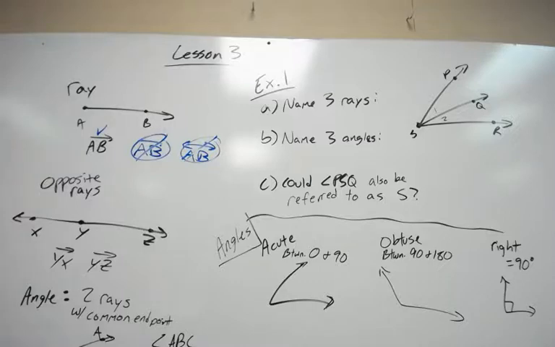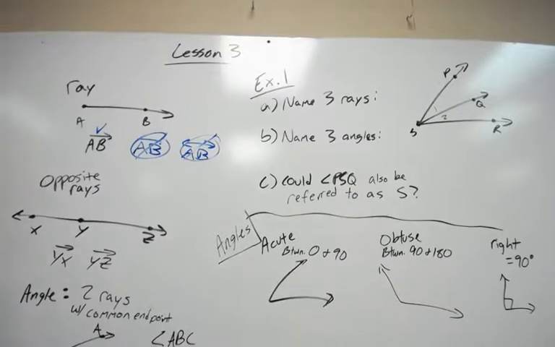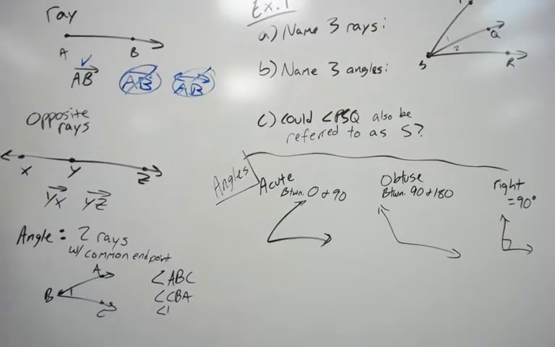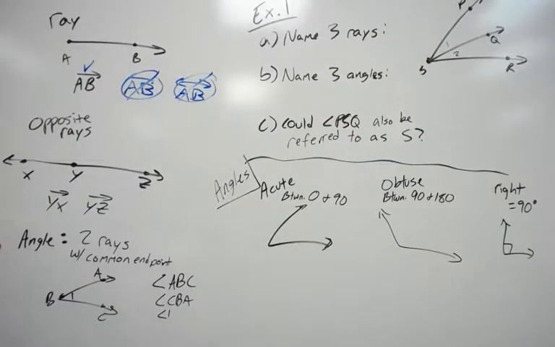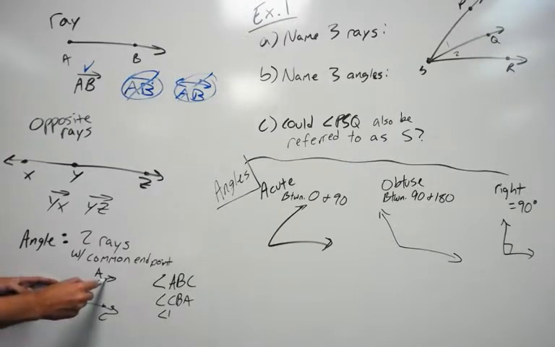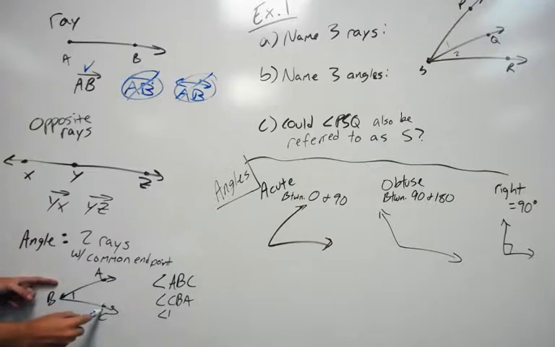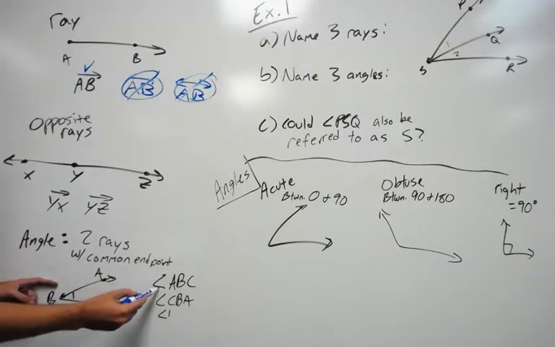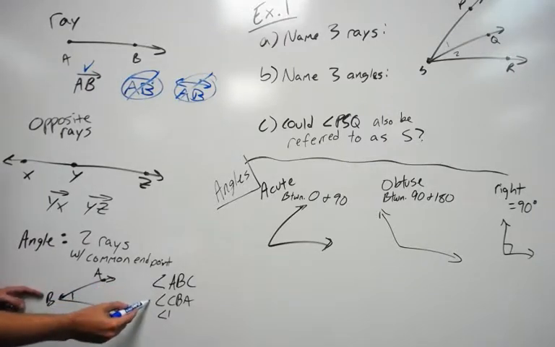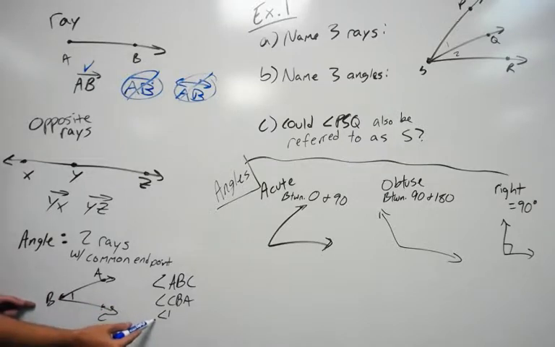So that's a ray. Now an angle is simply two rays with a common endpoint. So right here we have ray BA and we have ray BC, and they have the common endpoint of B. Well, when they connect, they form an angle right here. Now there's different ways to label the angle, or write it down. You could write it angle, this is a little angle sign, angle ABC, CBA, or there's a 1 here, so you could call it angle 1.